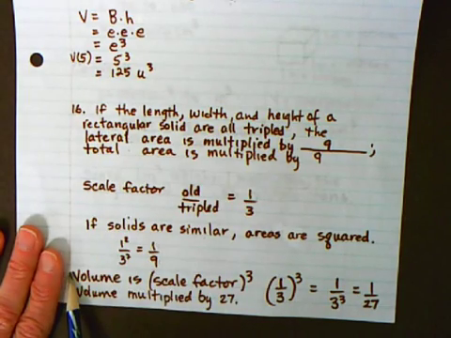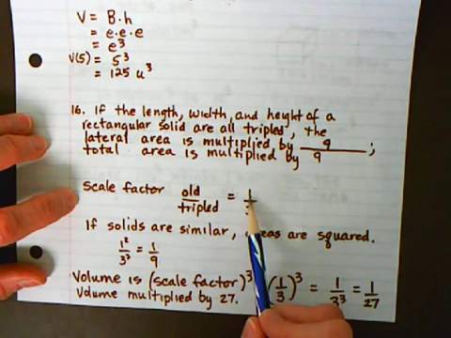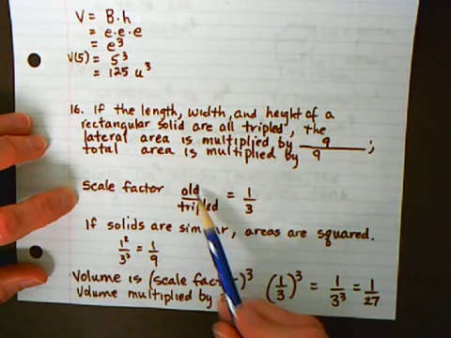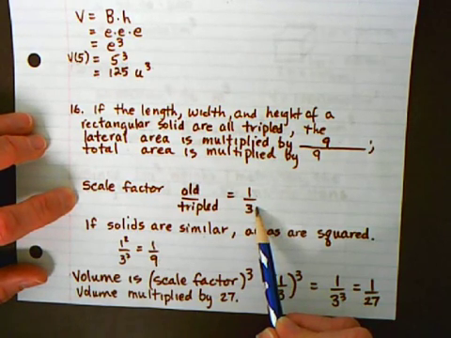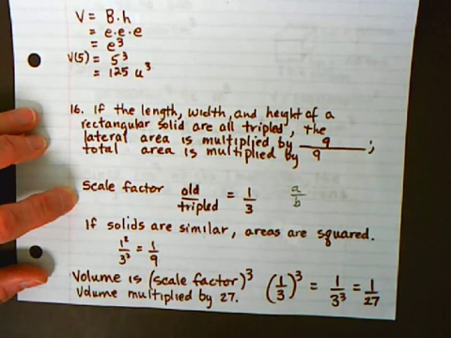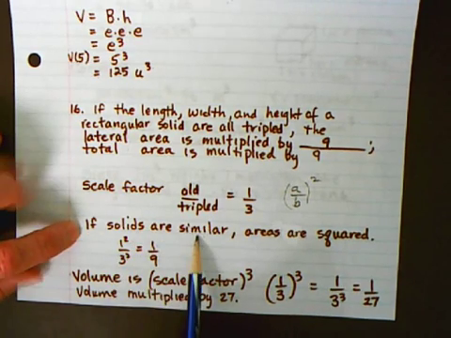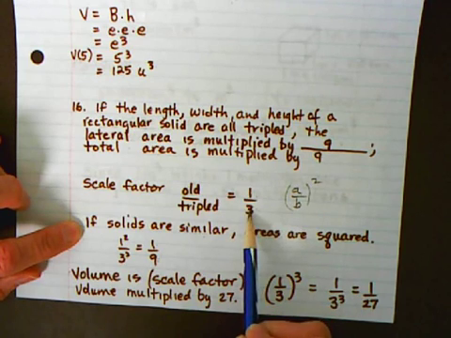Okay, so we want to know the scale factor. The old, let me represent that by a 1, and if everything gets tripled, let me represent that by a 3. So the scale factor from the old to the tripled new is 1 to 3. Now, we had a theorem a long time ago that said if a scale factor was a over b, and the solids or the polygons were similar, then to find how that affected the area, you squared it. So if the solids are similar, and they are, then the areas are squared. So here's the scale factor, 1 over 3, and I square both of those things. I get 1 over 9.